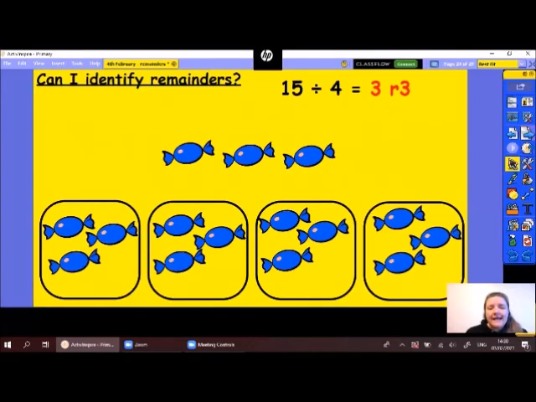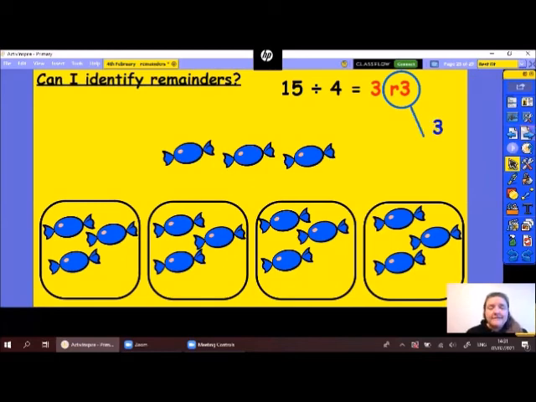So let's look back at the one we did together with the sweets, 15 divided by 4. So we could get 3 in each group and then with 3 left over. So we wrote our answer as 3 remainder 3. But there's a better way of writing it. The most important part here is the remainder 3. We're going to turn this into a fraction.